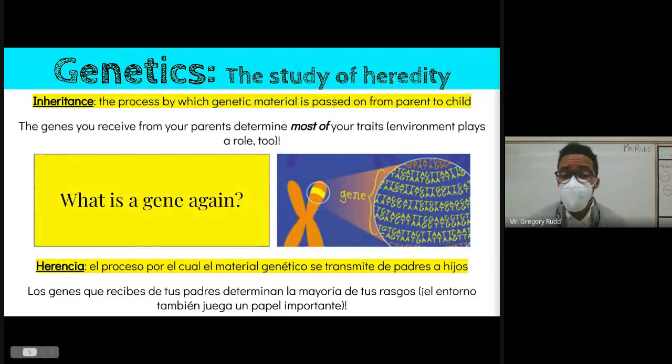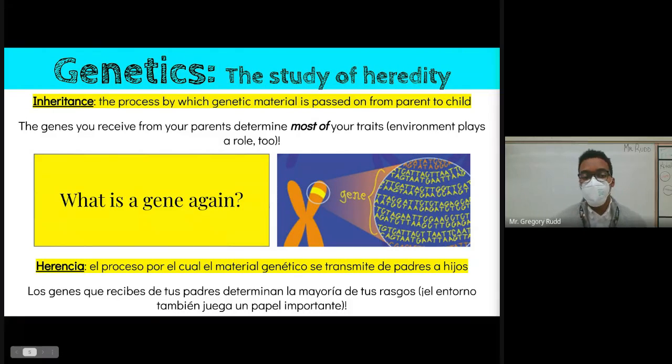The genes you receive from your parents determine most of your traits. Most of. The environment is also going to play a role, and we will talk more about that throughout this unit, and we've talked about it in the past as well. But many of your traits are heavily influenced by your genes.